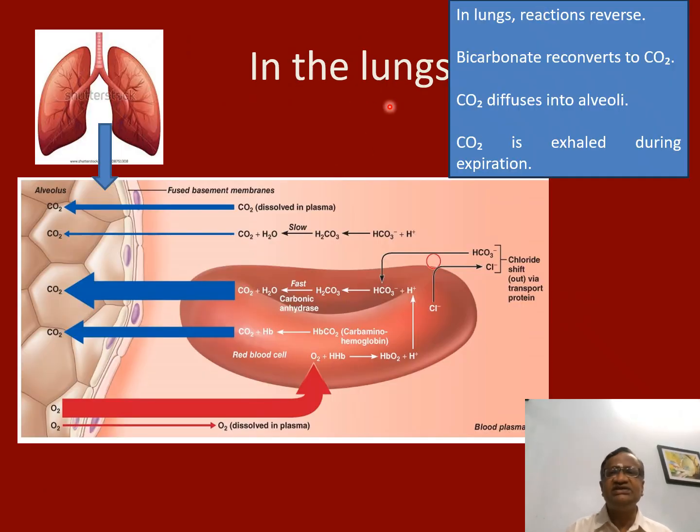Now what happens in the lungs? It's a reverse. Bicarbonate reconverts to carbon dioxide. Carbon dioxide diffuses into the alveoli and is exhaled here. This is the lungs, and this is the tissues. In the lungs, oxygen comes in. HbO2 forms. H+ and HCO3 come in here and chloride goes out. So the same thing happens in reverse. Again the CO2 goes out. This is a fast carbonic anhydrase. This is what happens in the lungs.